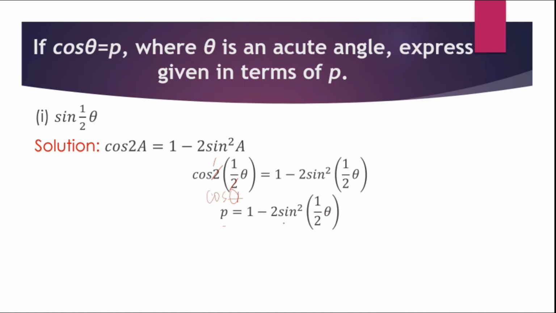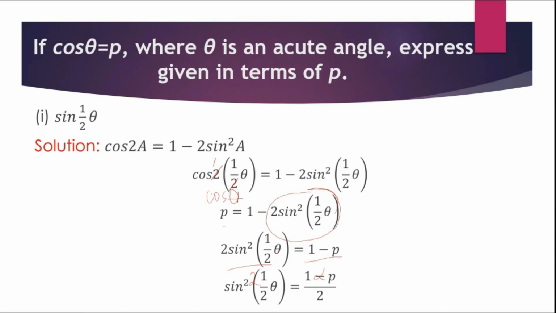So, since ang hinahanap natin is si sine 1/2 theta, ito po yung part na yon. Kung nasaan si sine 1/2 theta, dyan natin siya nakikita, i-isolate muna natin siya. So, pag in-isolate natin siya, we will have 2 sine squared 1/2 theta equals 1 minus p. So, keep on isolating sine 1/2 theta. Divide both sides by 2. We will have sine squared 1/2 theta equals 1 minus p all over 2.